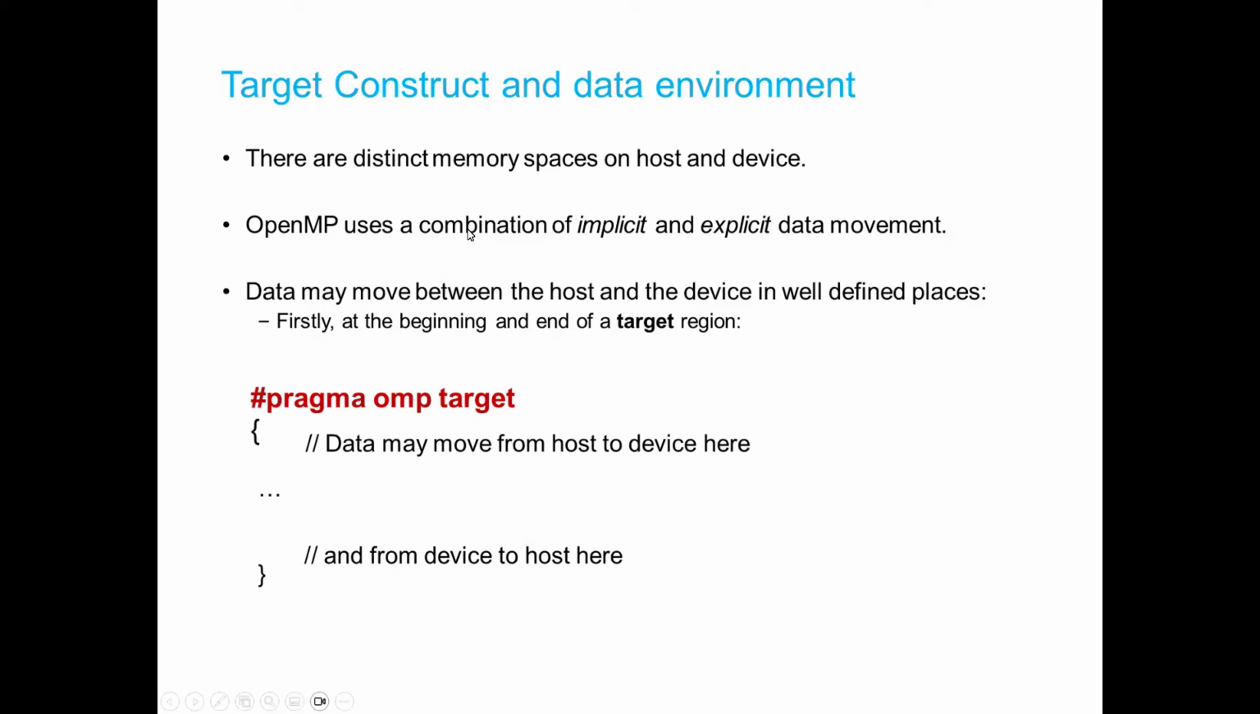So it will use a combination of implicit and explicit data movement. At the very beginning, when OpenMP sees a target, that means the piece of code needs to run on the GPU, on the device. So all the data needs to be copied from the CPU memory, for example, to the GPUs, and then the device does its work. And then at the end, the data should come back to the CPUs from the GPUs.